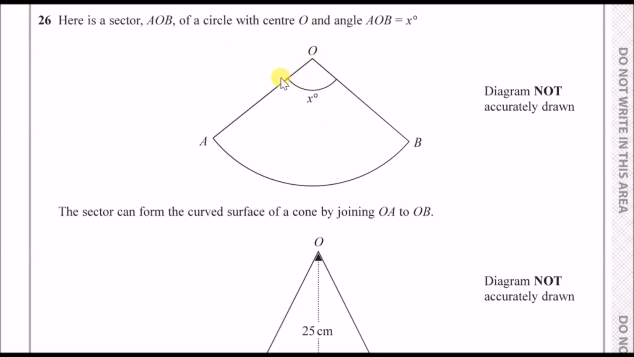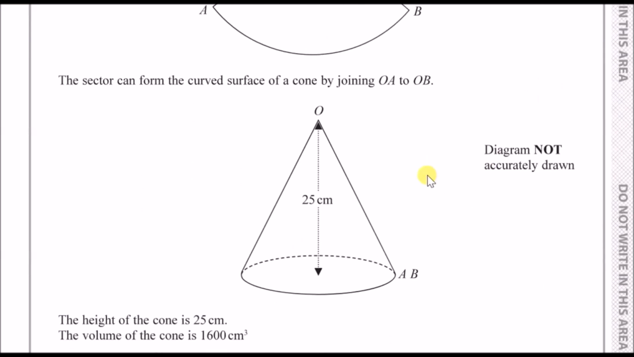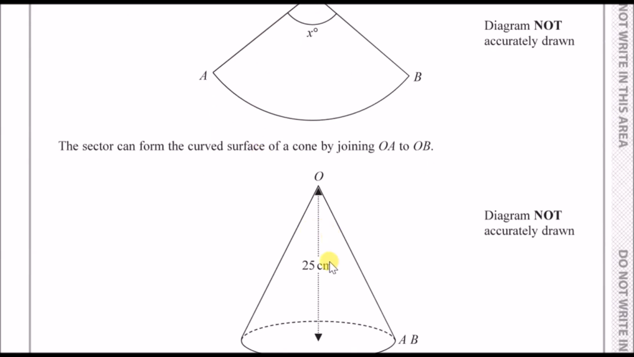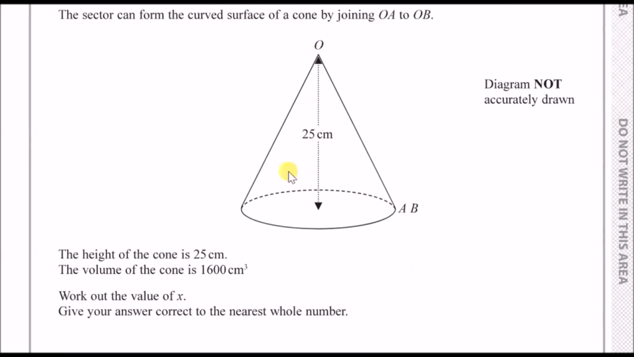So here is a sector AOB of a circle with center O, which is here, and an angle of x from AOB. Now this sector can form the curved surface of a cone by joining OA to OB. What it's trying to say is that if you had this sector and you twisted it around, think of it like a fan, and you twist it all the way around, you basically get a cone.